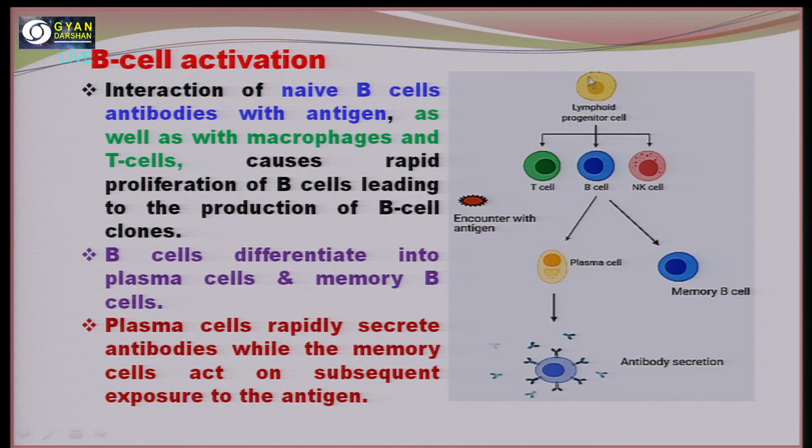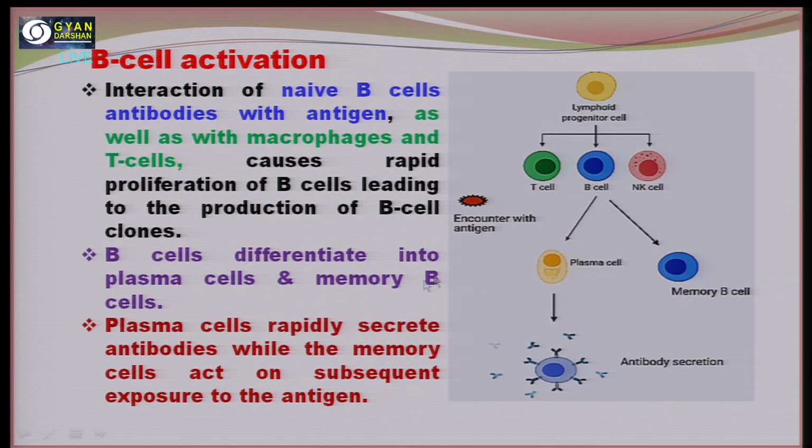Here are the lymphoid progenitor cells. Lymphoid progenitors can produce T cells, B cells, and NK cells. So here is the B cell. It will proliferate into the plasma cell as well as the memory cells.